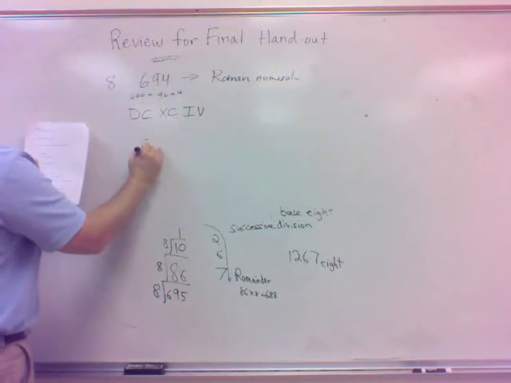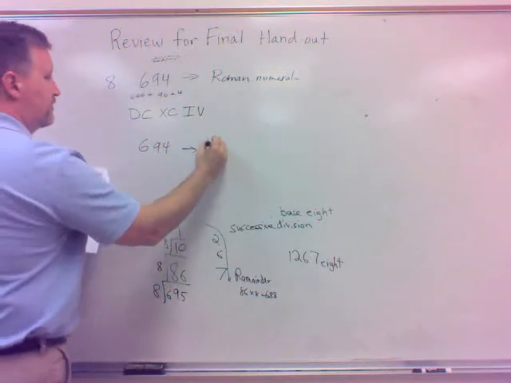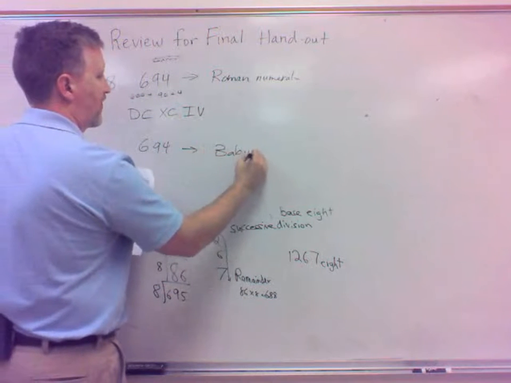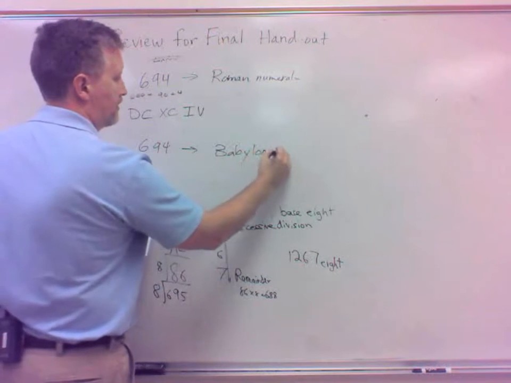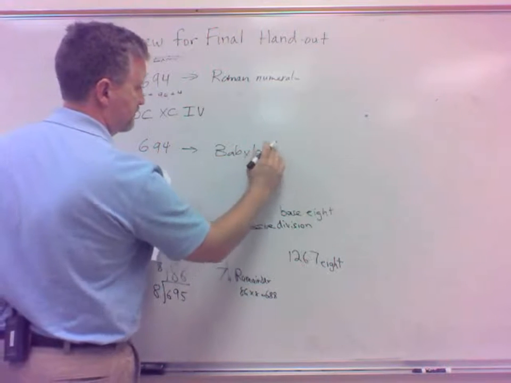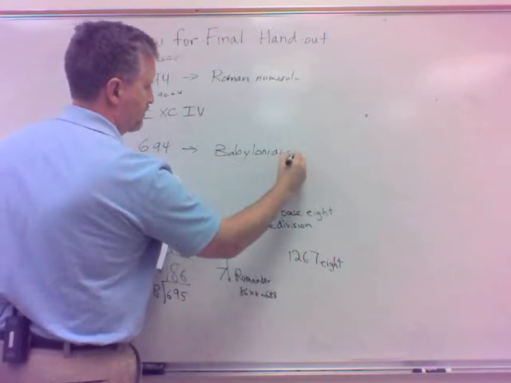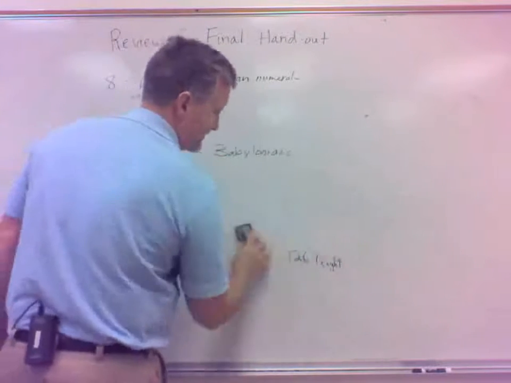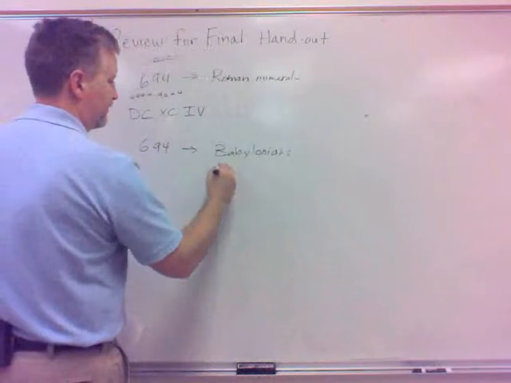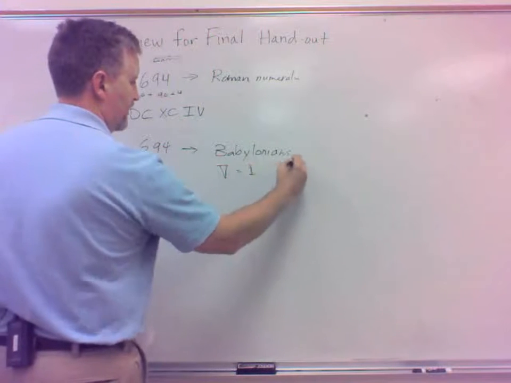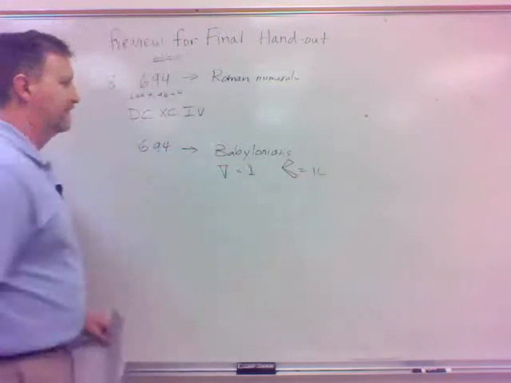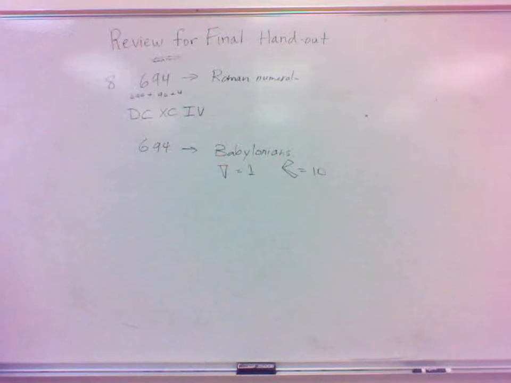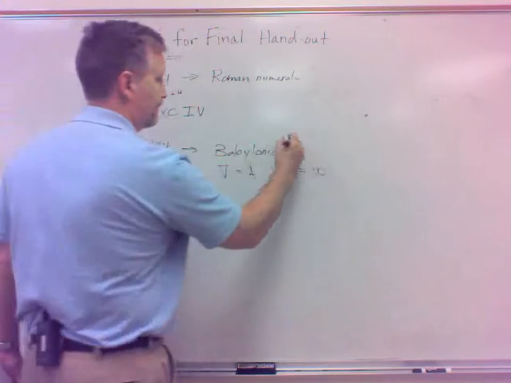All right, now I also wanted us to do number 8, 694 in Babylonian. Well, the Babylonians were a bit different. They only did wedges. Well, they did wedges and a double wedge. Single wedge is 1. Double wedge, remember, was 10. But if I just do those, that's a whole lot of wedges for 694. Now remember, what they did is they had a base of what? Base 60. Yeah, they had base 60.